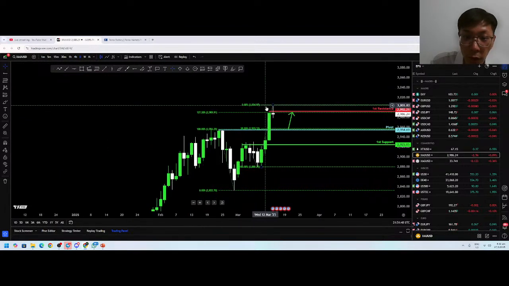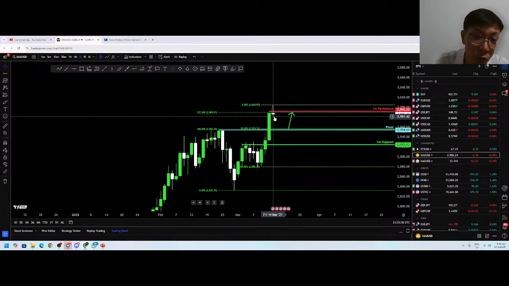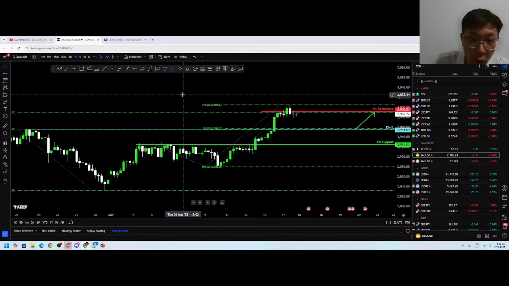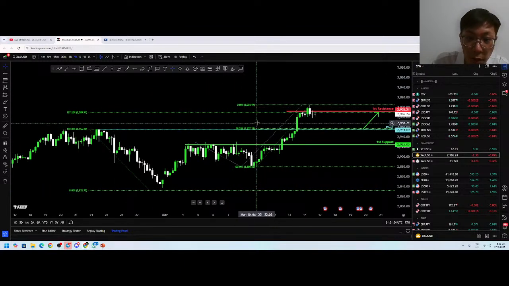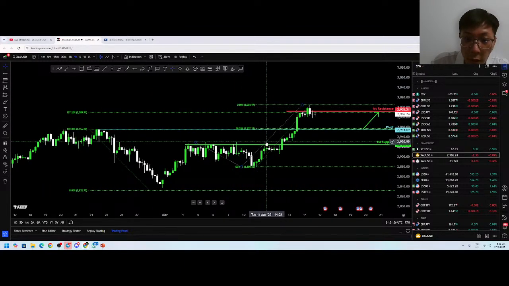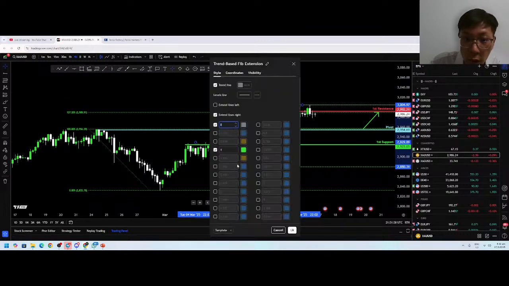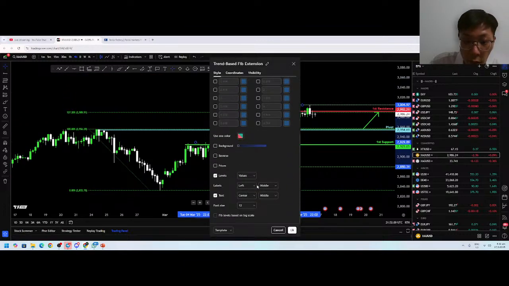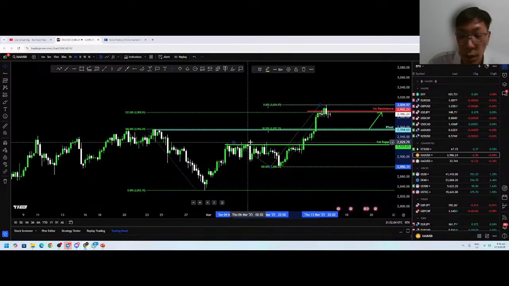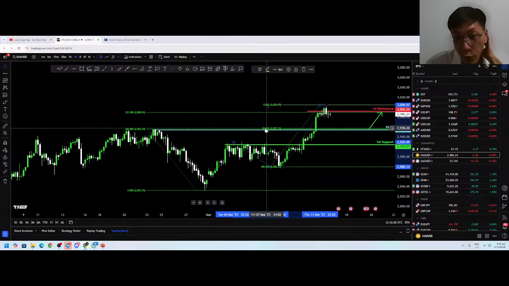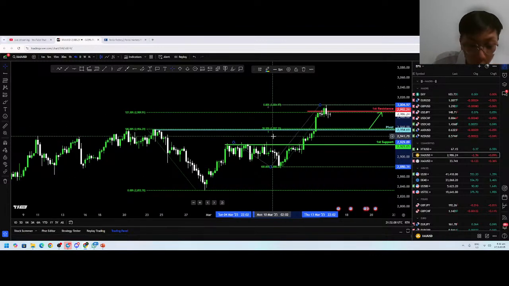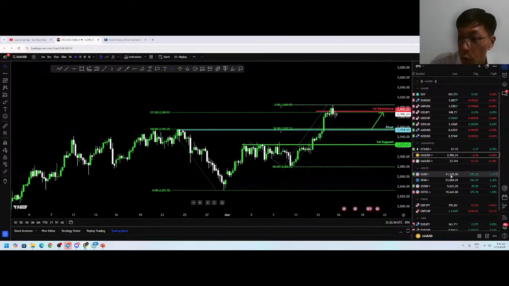Okay, for daily, we haven't created the new candle yet, but on H4, we have definitely created a very nice level right here where there is projection, as well as left, middle, bottom. As well as the 38.2% Fibo retracement, as well as 100% Fibo projection. Okay, this is for gold.